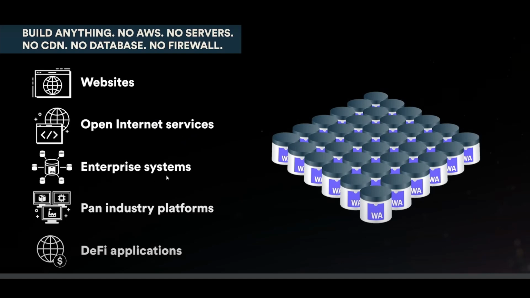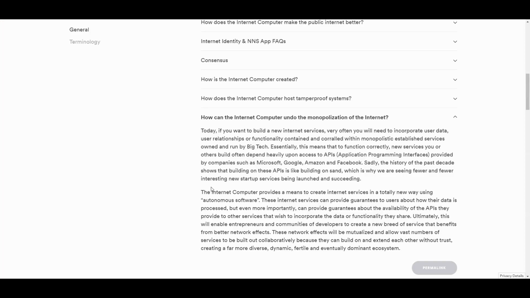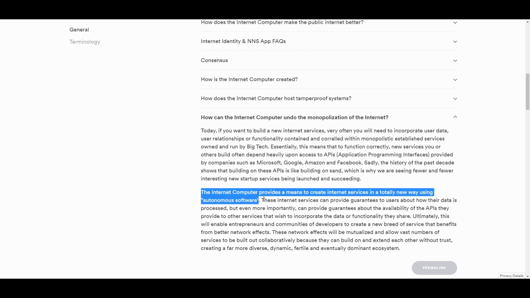Also, your data can be used in a beneficial way, and not just financially, because the Internet Computer provides a means to create internet services in a brand new way using autonomous software.